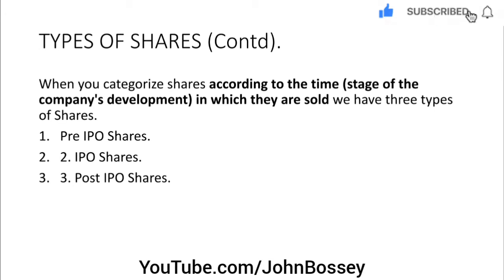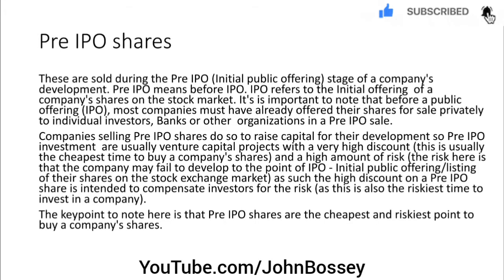When you categorize shares according to the time or the stage of the company's development in which they are sold, then we can have three categorizations. Number one is pre-IPO shares, then we have IPO shares and post-IPO shares. Pre-IPO shares are sold during the pre-IPO of a company's development. IPO means initial public offer. So pre-IPO means before IPO.